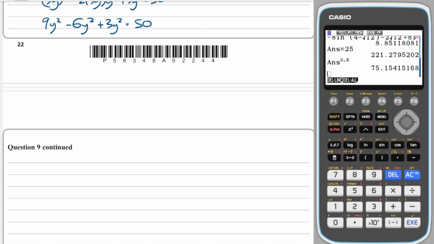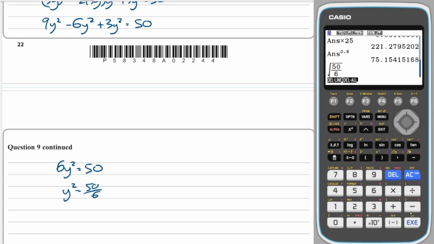So that gives me 6y squared is equal to 50. And that means that y squared is equal to 50 over 6. So to the calculator, we get the square root of 50 over 6, which is 5 root 3 over 3. Plus or minus, should I say.